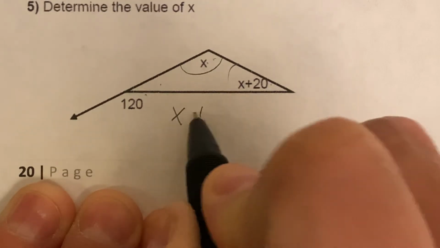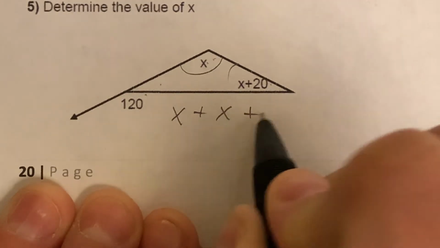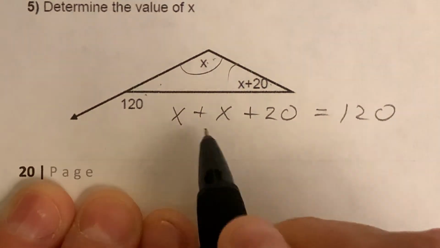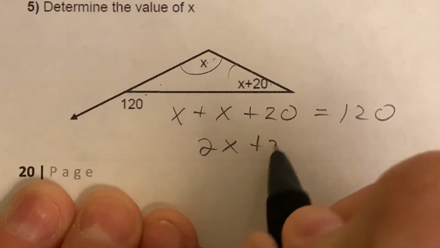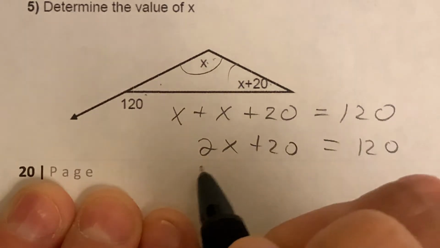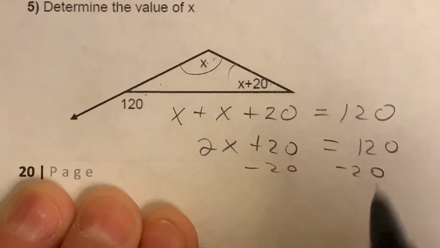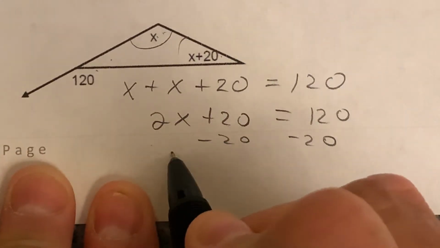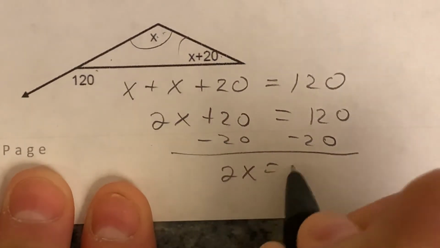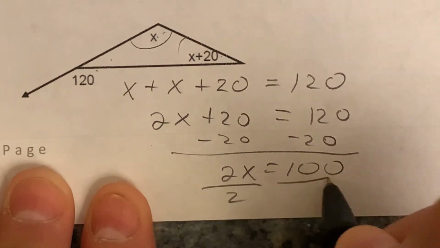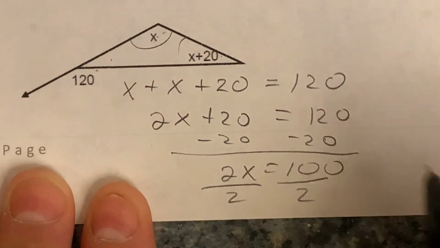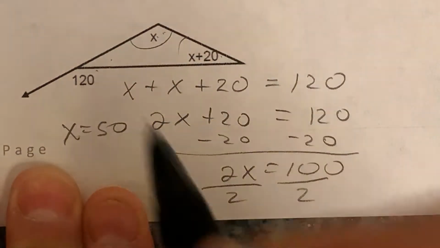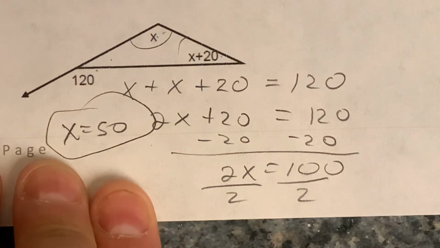So x plus x plus 20 equals 120. So 2x plus 20 equals 120. Subtract 20 from both sides. Make sure I can keep it all in the picture there. And I get 2x equals 100. Well, look at that. We got another one that equals 50. So x equals 50. So there's our final answer there.